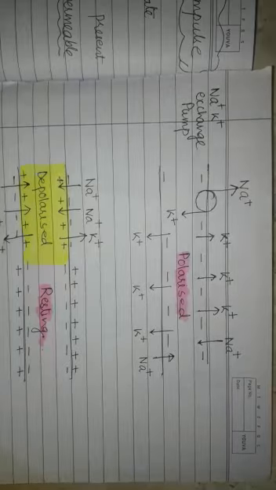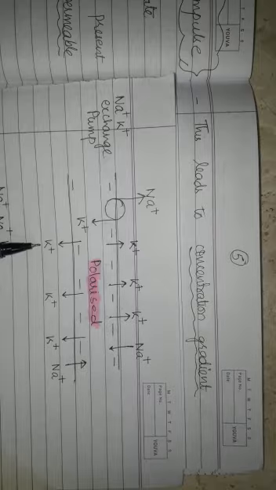Now, when no nerve impulse is being conducted, when the nerve or the neuron is at the resting stage, meaning it is not conducting any nerve impulse, we see that the membrane of the axon is more permeable to potassium ions and less permeable, or we can say nearly impermeable, to sodium ions.